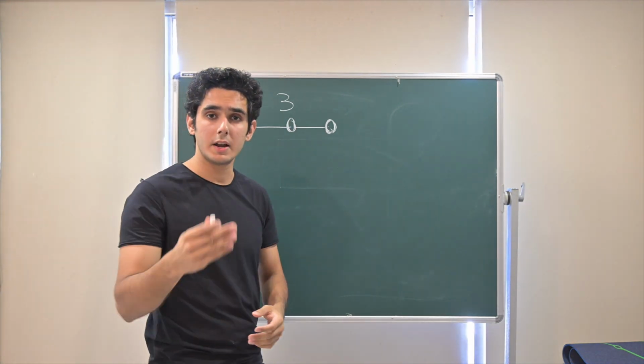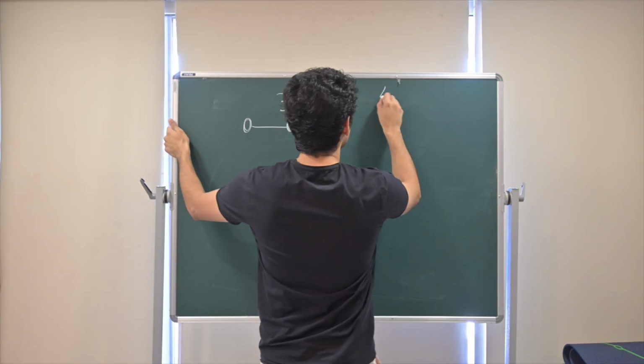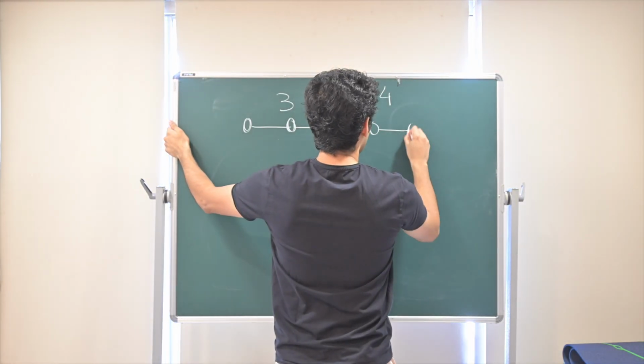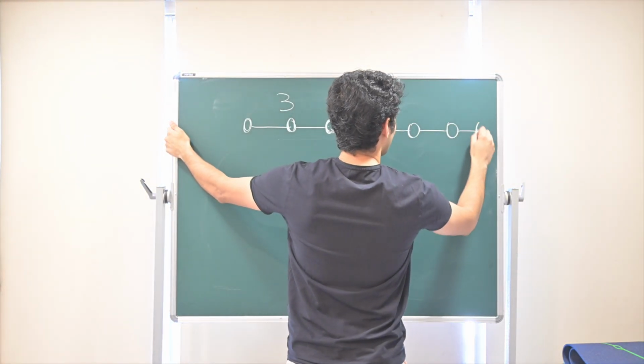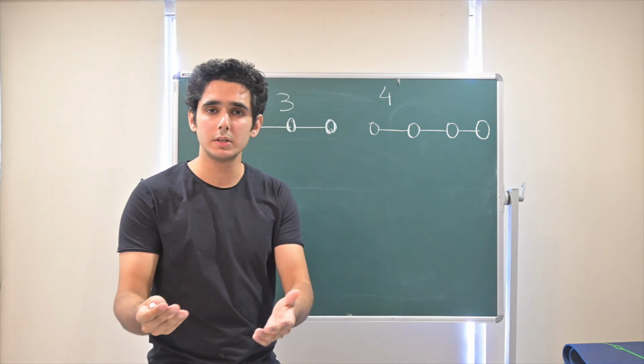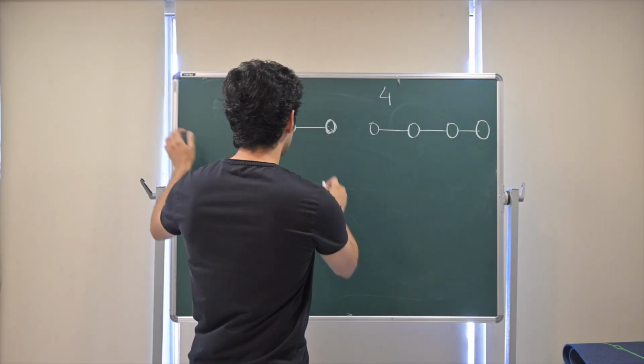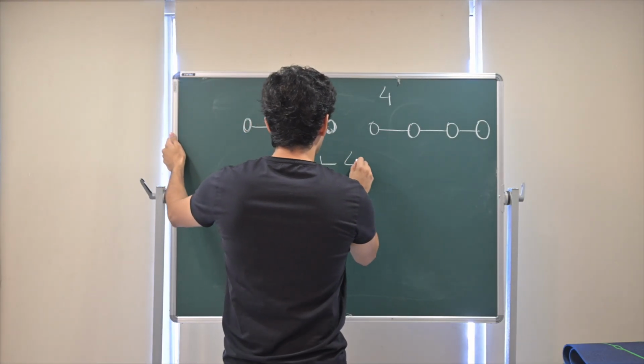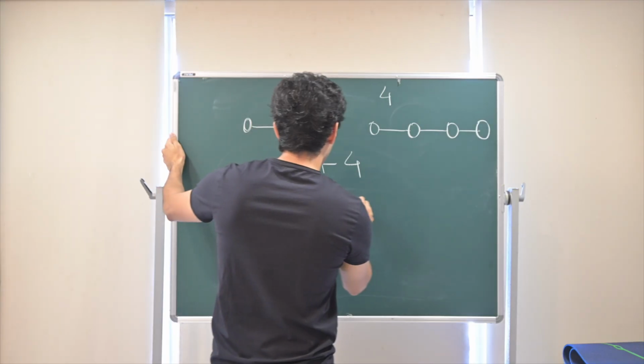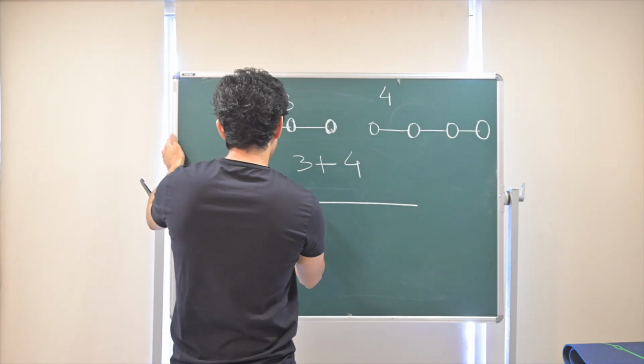And similarly, the number 4 was just a line segment of length 4. And to add two numbers, you would just place one line segment after the other. So 3 plus 4 was just this long line segment of length 7.